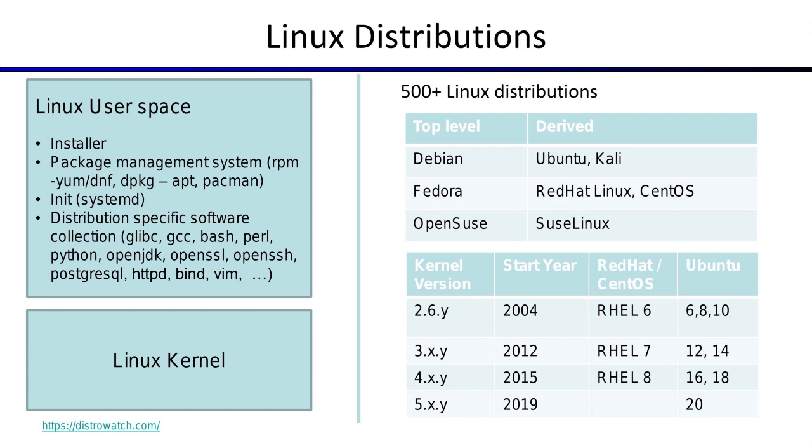Now RHEL 7 and CentOS 7 use the 3.x version of the kernel. Similarly, Ubuntu 12 and 14 use the 3.x version. RHEL 8 has gone to the 4.x version. Ubuntu 16 and 18 have gone with the 4.x version. Ubuntu 20 is on the 5.x version, and RHEL and CentOS have not released a 5.x version yet, but they will release one soon. It'll probably be called RHEL 9. And over time, new kernel releases happen, and these distributions absorb the new kernel and then keep on patching the new kernel over time, and then put a bunch of their own software to package it into a distribution.